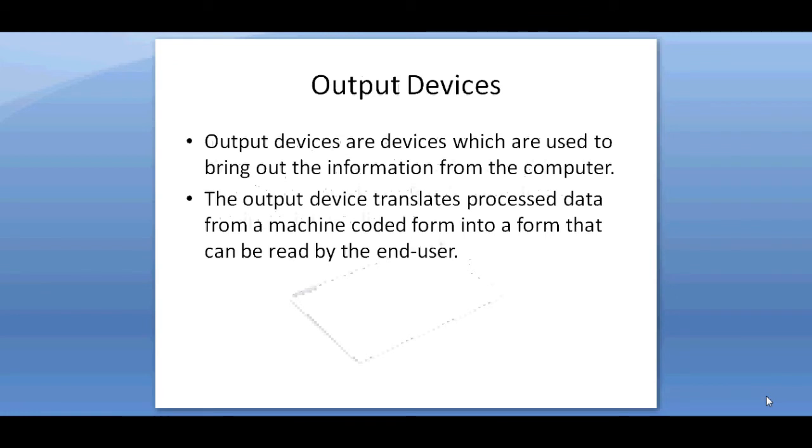Output device. An output device is a piece of computer hardware that receives data from a computer and then translates that data into another form. That form may be audio, visual, textual, or hard copy, such as printed document.